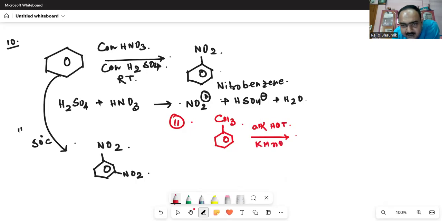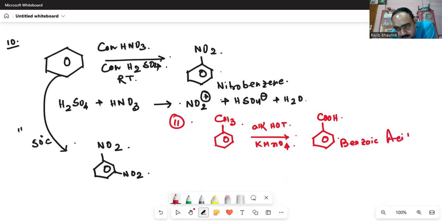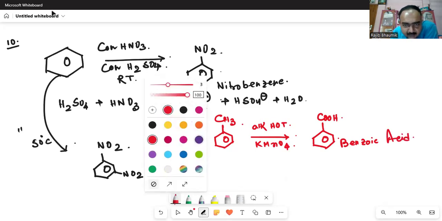No matter how large the alkyl group is, if there exists at least one benzylic hydrogen, the whole group will be converted into COOH. That is the benzoic acid. So you should be careful about that. This question came in previous year JEE Mains also and NEET also. So the answer will be here. This is the benzoic acid. Okay, so question number 11 is over.